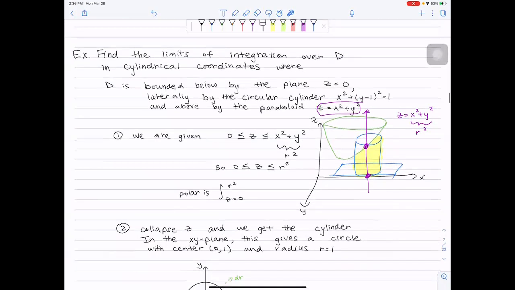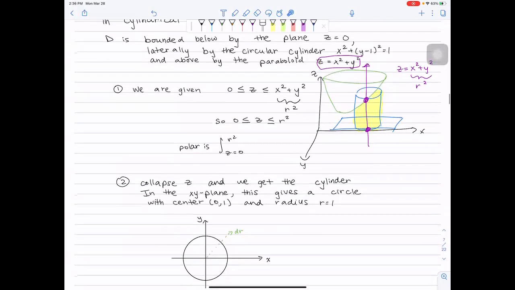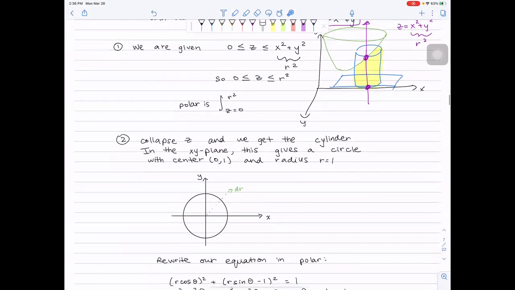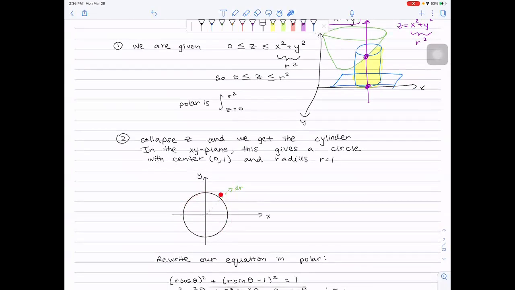So that's the z bound, 0 to r squared. Then we want to collapse the z-axis as we normally do. When we collapse it, we're left with the bottom part of the cylinder, this circle part, which I've drawn here. That's the shadow. Now at this point, we need the radius bounds and the theta bounds. For the radius, we draw a line increasing radially outward. So this green line.